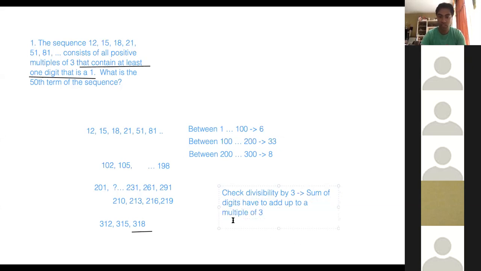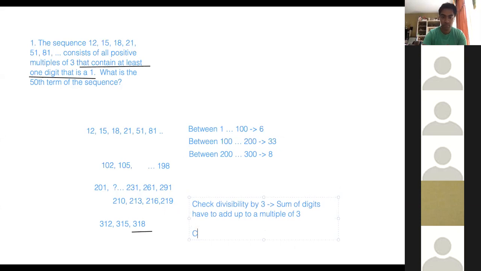And what about divisibility by 9, just as an extension to that? The sum of the digits has to be a multiple of 9. Good. Yep. So it's the same kind of rule.